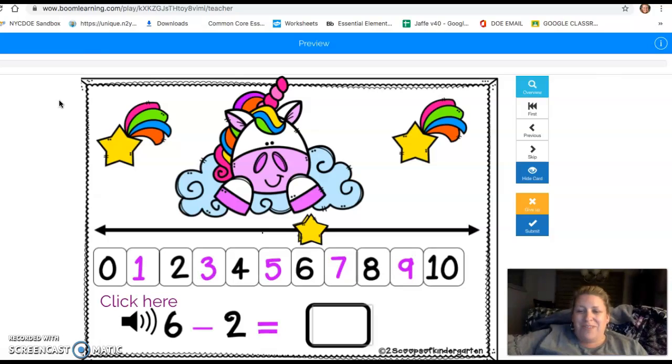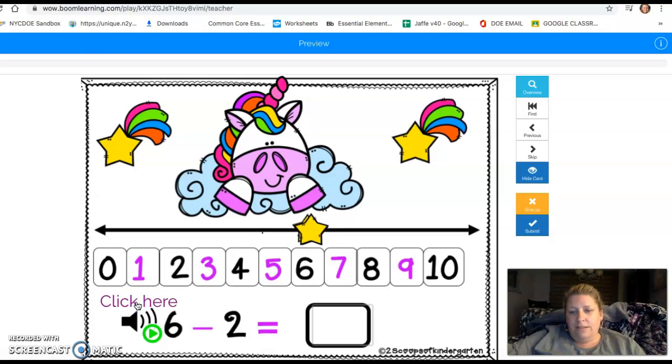So when you have your objects, you're going to click the link, which your mom and dad can do for you. And this is your activity. You're going to subtract. You're going to listen to the recording. Move the star on the number line to help you solve your subtraction problem. So our subtraction problem is 6 minus 2.